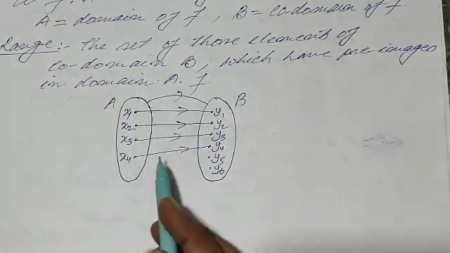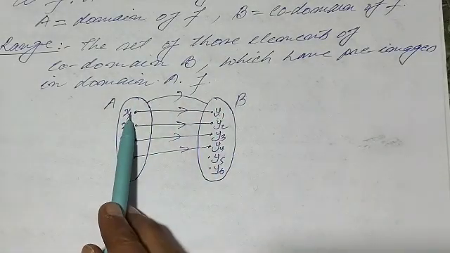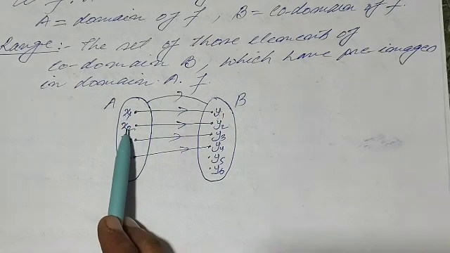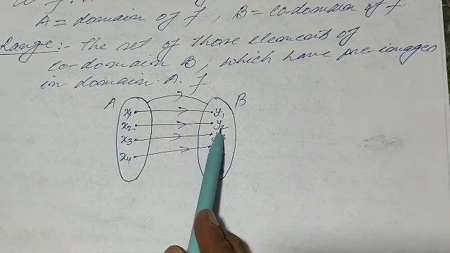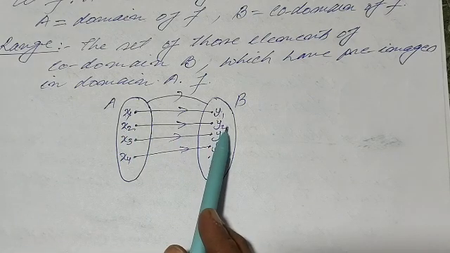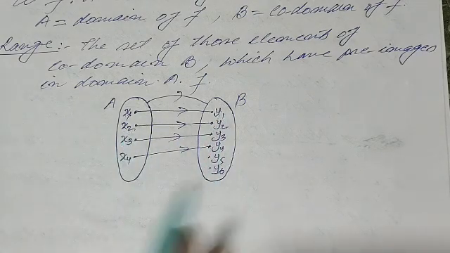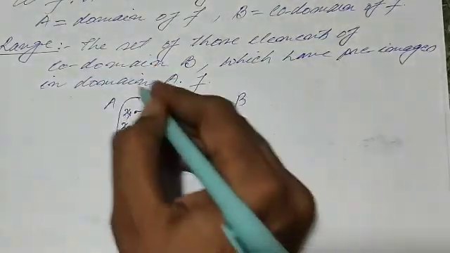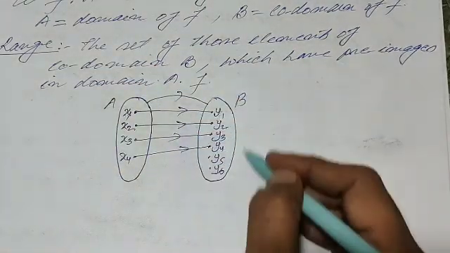This is the way to name them. So x1 is pre-image of y1 and y1 is an image of x1. In the same way, x2 is the pre-image of y2 and y2 is said to be image of x2 and so on. So as you see, the whole A is said to be domain and whole B is said to be codomain.